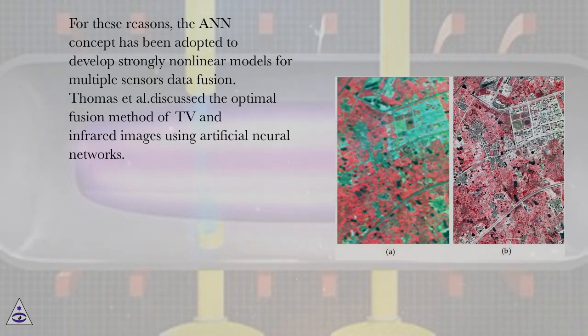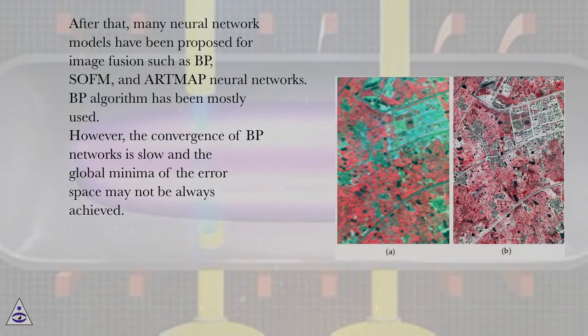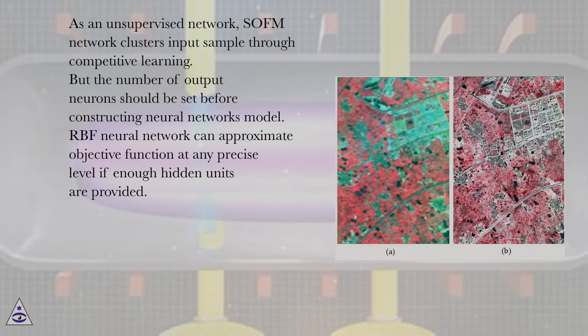Thomas et al. discussed the optimal fusion method of TV and infrared images using artificial neural networks. After that, many neural network models have been proposed for image fusion such as BP, SOFIM, and ArtMap neural networks. BP algorithm has been mostly used. However, the convergence of BP networks is slow and the global minima of the error space may not always be achieved. As an unsupervised network, SOFIM network clusters input samples through competitive learning. But the number of output neurons should be set before constructing the neural network model.